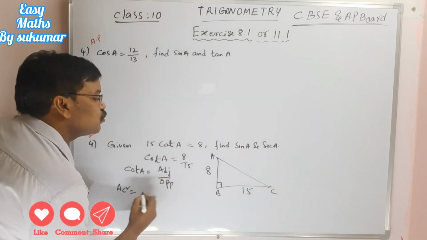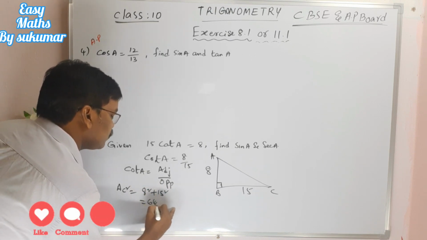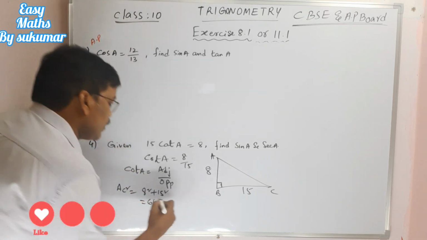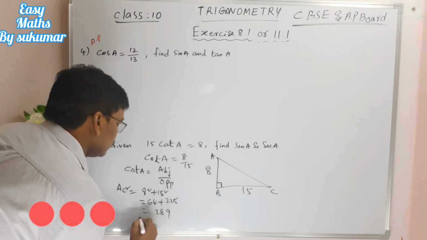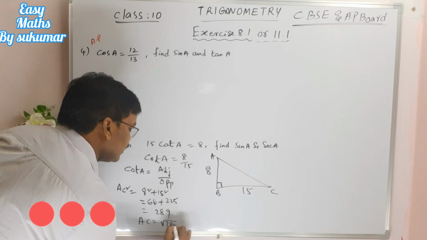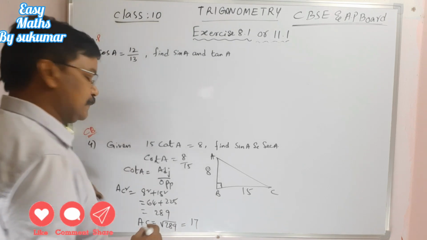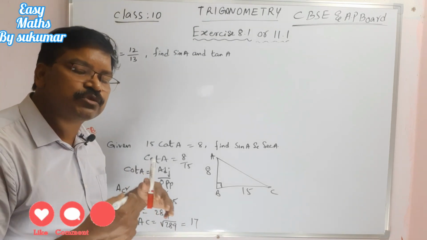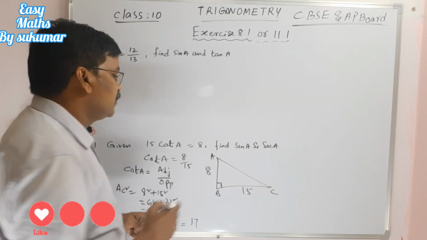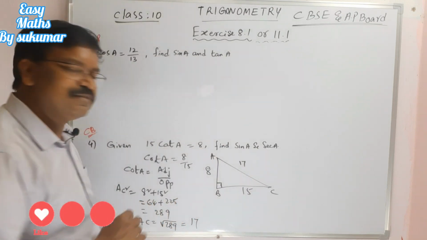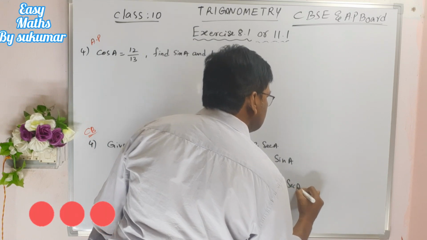So AC square is equal to what? AB square plus BC square. That means 8 square plus 15 square. So 64 plus 225 is 289. So AC is equal to root of 289. The square root of 289 is 17. Why not 16? The square root of 256 is 16, and the square root of 289 is 17. Okay. So this hypotenuse is 17. Now you can find sine A and secant A.